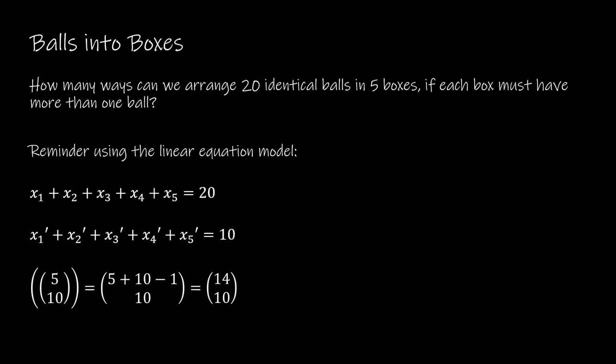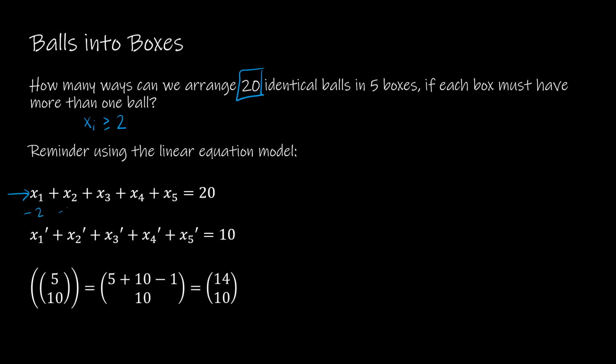If we have a situation like this where we have 20 identical balls, 5 boxes, and each box must have more than one ball, I originally model it with 5 variables, x1 through x5, equal to 20, because that's how many balls we are distributing. Then we say each box must have more than one ball. So for every box, it has to be greater than or equal to 2. More than 1 is greater than or equal to 2.